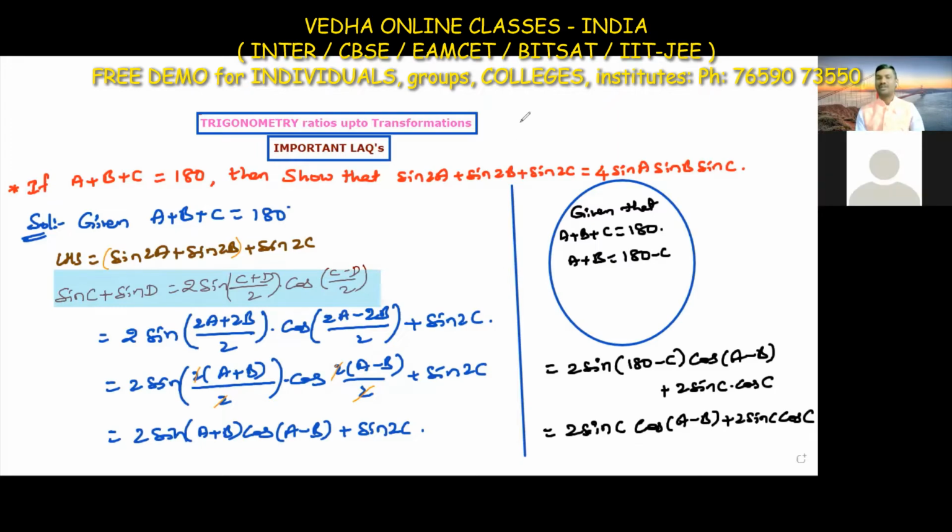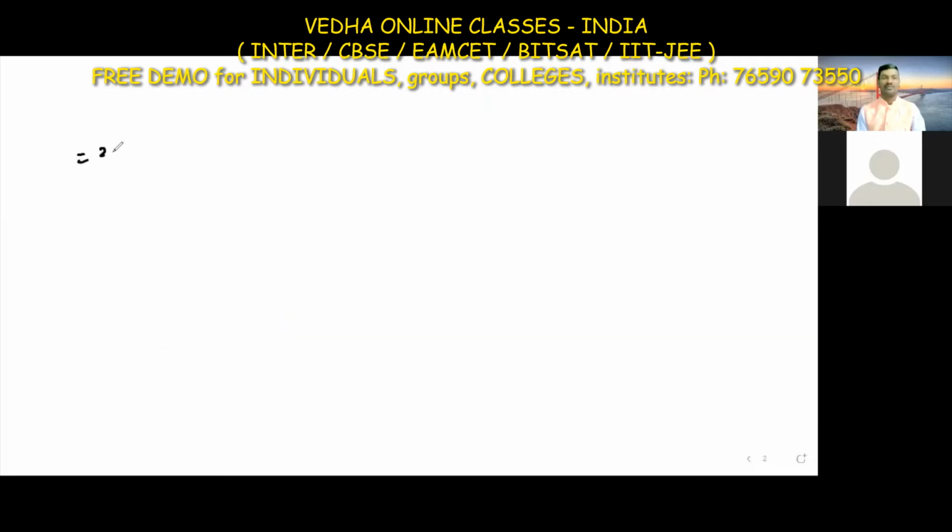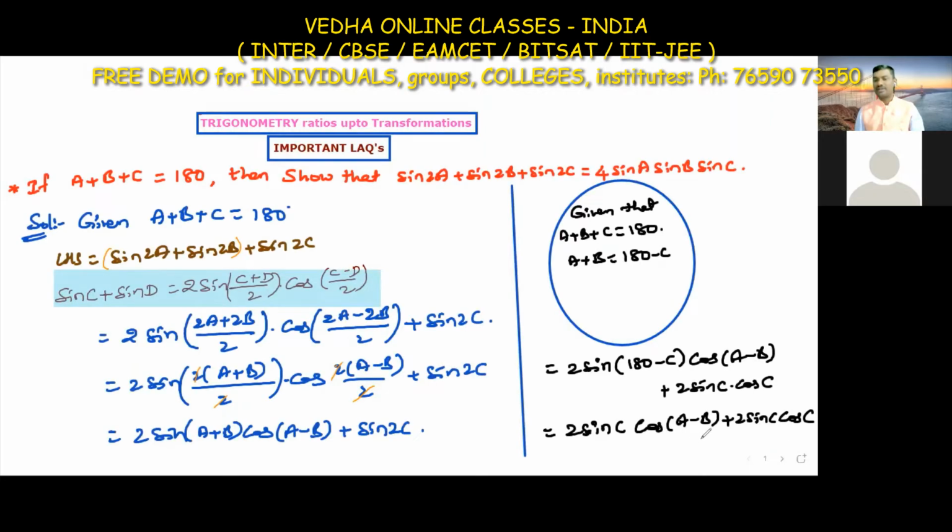We can take 2 sin C common. If you take 2 sin C common, then what do we get? Okay, once check this. Cos of (A minus B) plus sin C we get. Okay, what did we take common here? We took 2 sin C.